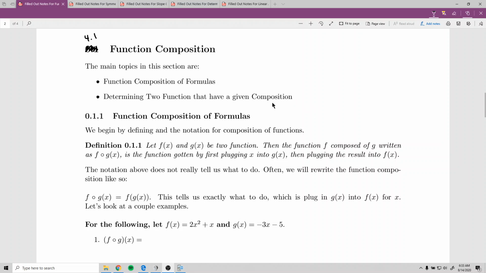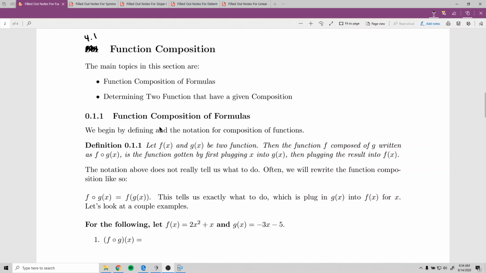This video will be on section 4.1, function composition. So the two things we'll be doing here, we'll talk about function composition of formulas, and then the last topic, after we know what function composition means, we'll be able to break it apart. But right now that doesn't make sense. So we'll talk more about that when we get there. All right, so function composition of formulas.